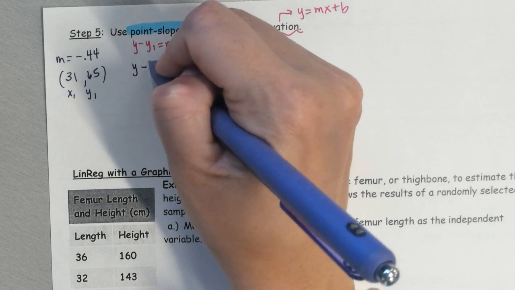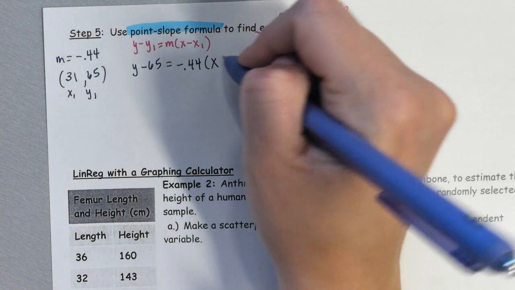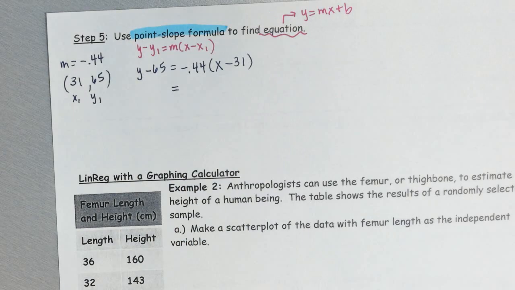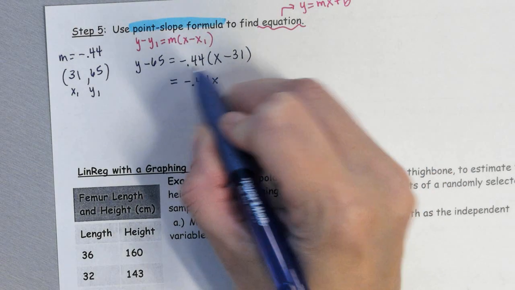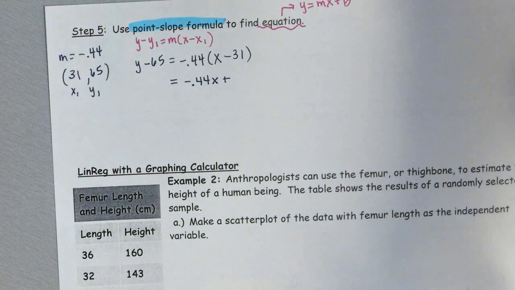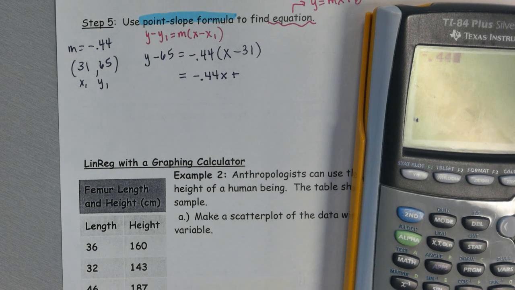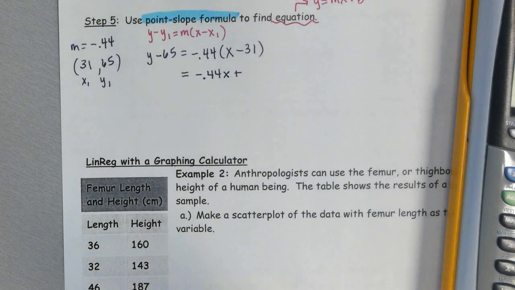So this is y minus 65 equals negative 0.44, x minus 31. And then what we're going to do is distribute and simplify on the right side first. So anything on this side, if you multiply by x, is negative 0.44x. This is a negative times a negative, so I know it's going to be a positive. And then I'm just going to multiply these together. So negative 0.44 times negative 31, I got 13.64.